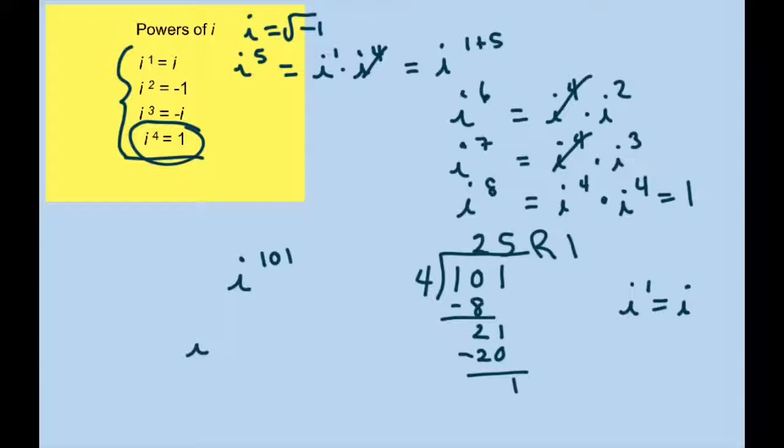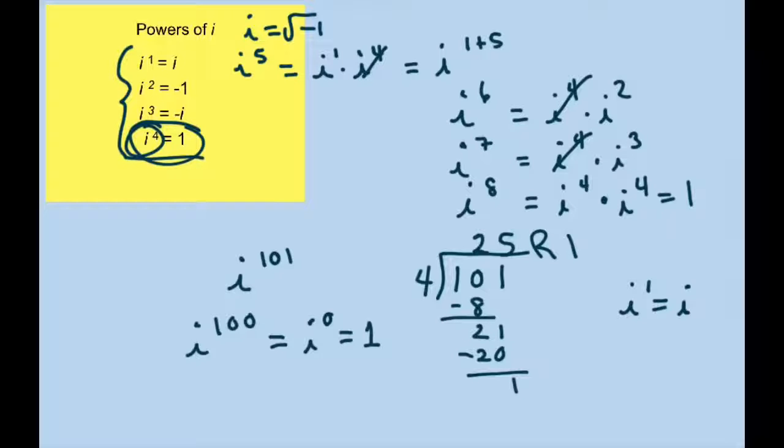If you have i to the 100th, the remainder is 0. So that's i to the 0 power, which equals 1, because every 4th multiple is going to give you 1.